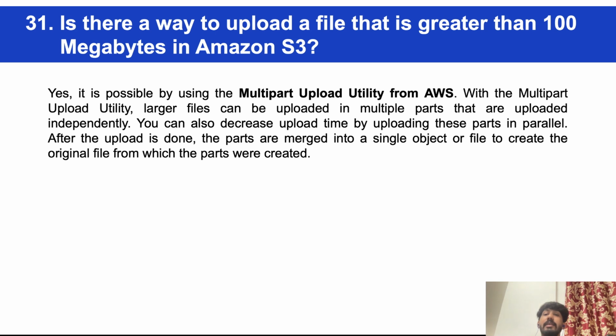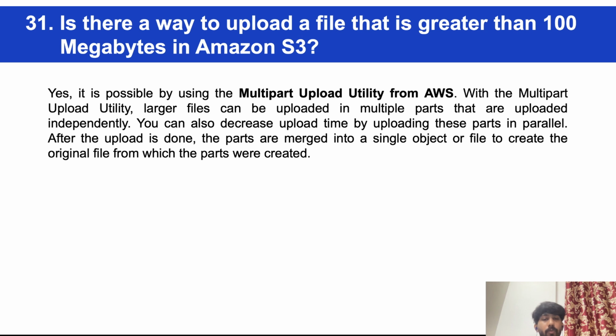31st question. Is there a way to upload a file that is greater than 100 megabytes in S3? So in S3, at one go, you can't upload files more than 100 megabytes, but there's an option to do this, which is multi-part upload utility. So it will split the large file into multiple parts. Let's say you're uploading a file of 1 gigabyte, which is 1024 megabytes, right? It will split it into 10 parts and it'll upload it, or it will split it into 11 parts and upload it, and then once it's uploaded, it will be clubbed together.